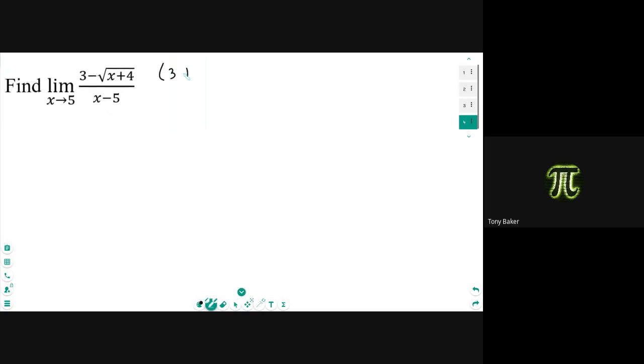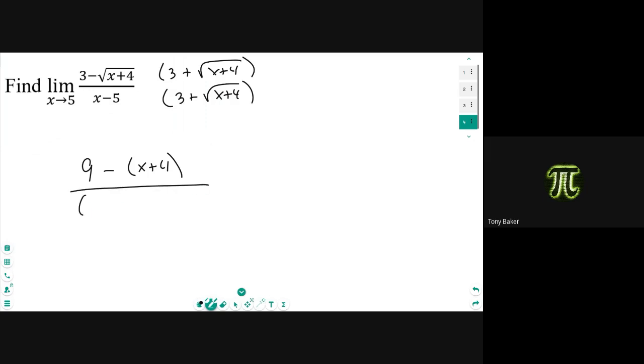All right, so I'm going to do 3 plus the square root of x plus 4, and 3 plus the square root of x plus 4 at the bottom. So that means the top becomes 9 minus x plus 4. And the bottom is x minus 5 times 3 plus the square root of x plus 4.